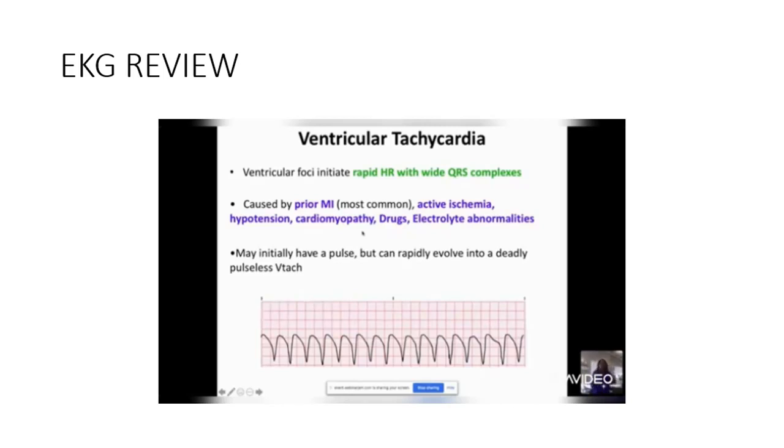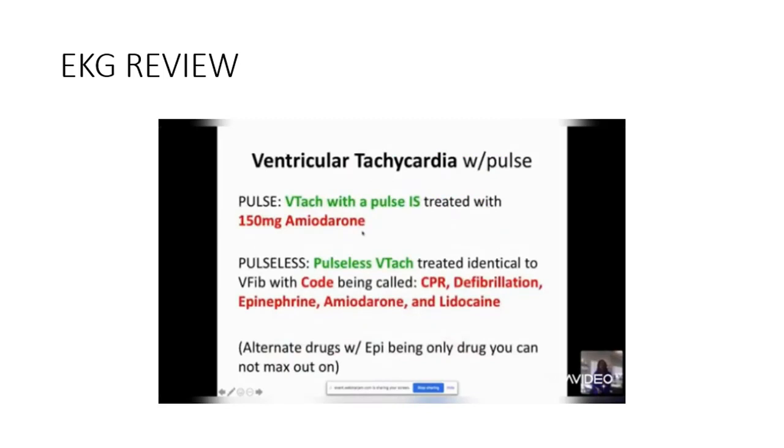Okay? So your VTAC may initially start with a pulse, but you need to do something about this quickly, because it can rapidly go to a pulseless VTAC. So obviously I have more time if they have a pulse. But if you don't intervene, it's going to go to a pulseless VTAC. Okay? VTAC with a pulse, amiodarone. VTAC without a pulse, defibrillation.